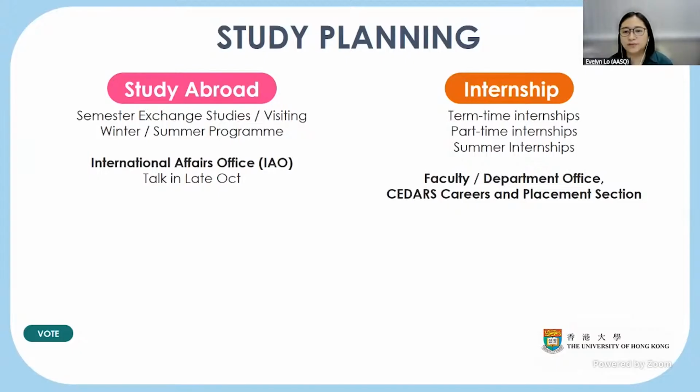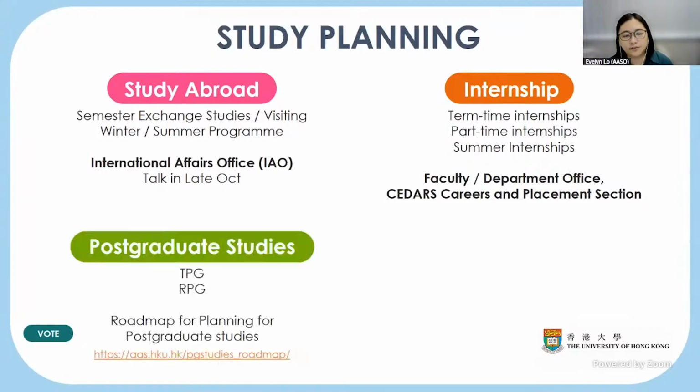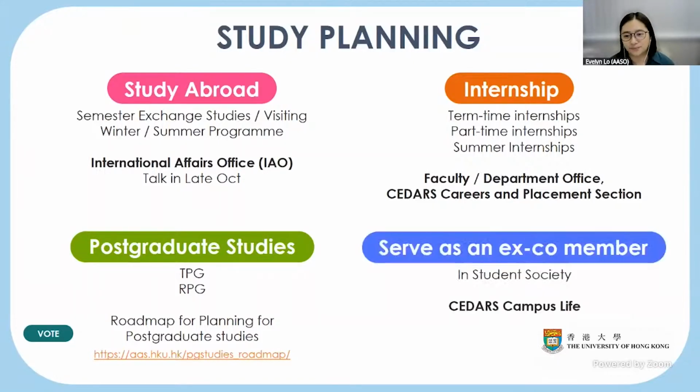And they have much information about internships and internship opportunities, and how to write your CV and so forth. And then for postgraduate studies, there are TPG and RPG. We have a roadmap on planning for postgraduate studies. You could have a look. And we also have a talk, usually in the coming February or March. We will talk about postgraduate studies.